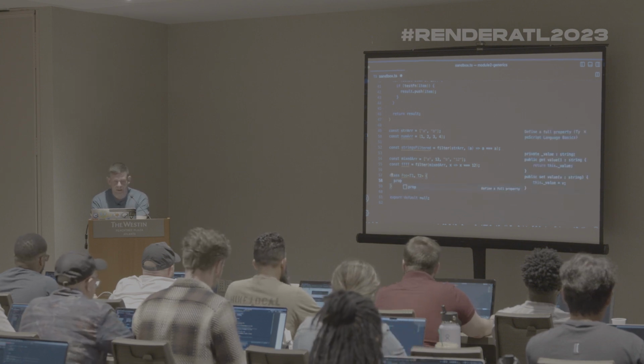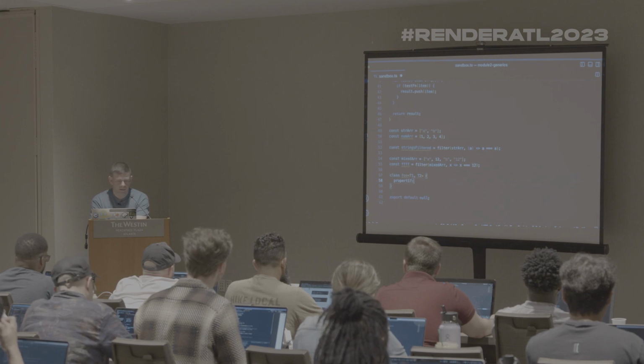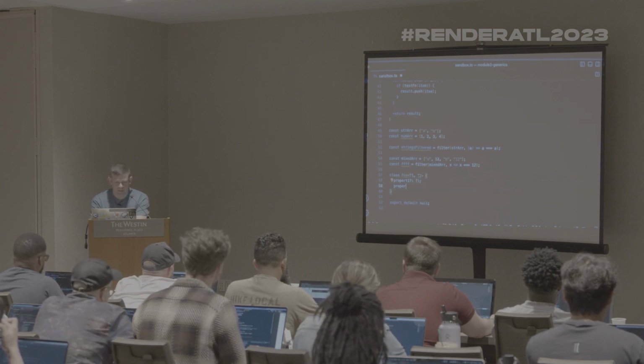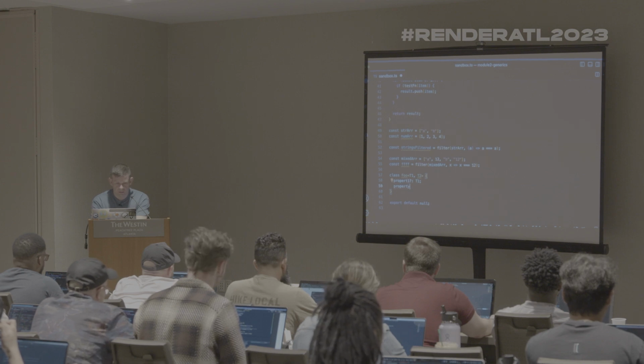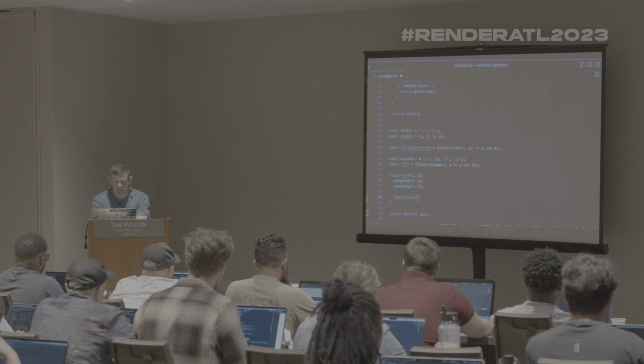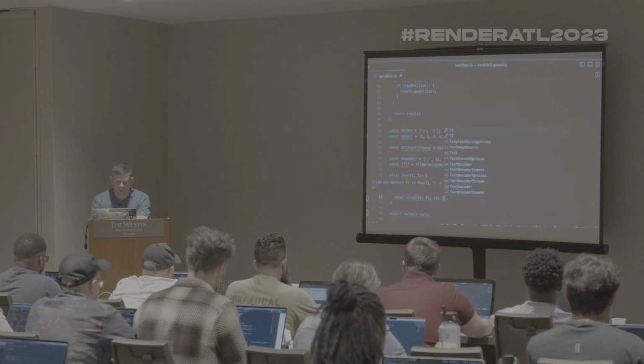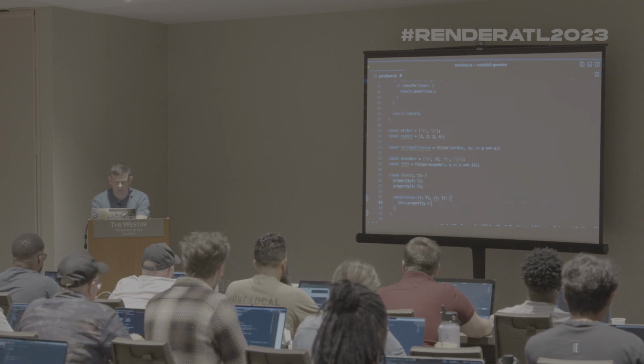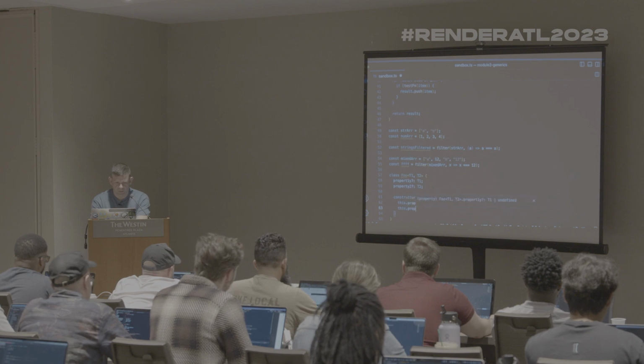I can say property 1 is T1, and I can say property 2 is T2. And now let's build a constructor function. T1, T1, T2, T2. This dot property 1 equals T1. This dot property.